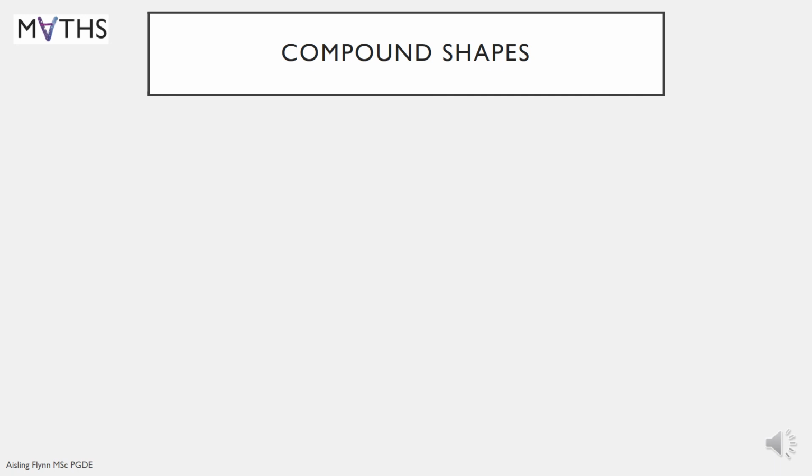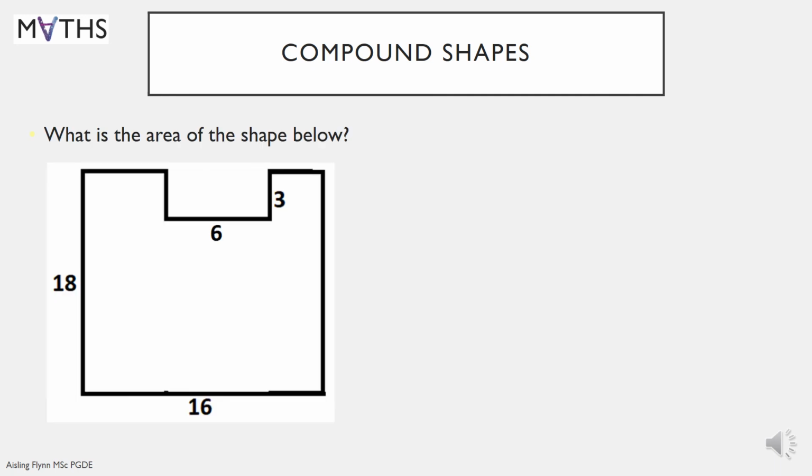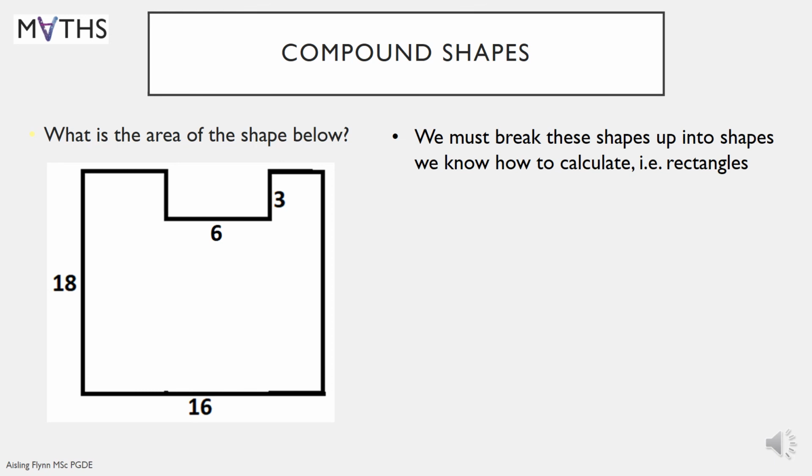Now, compound shapes, another one. What is the area of the shape below? So we use this shape in perimeter also, but let's look. Okay, we must break these shapes up into shapes we know how to calculate. That is rectangles. So we need to cut this shape up into rectangles to do our calculations.